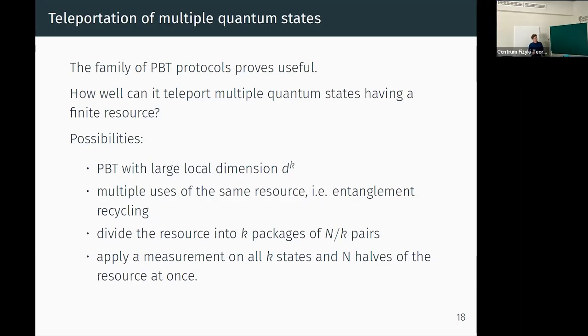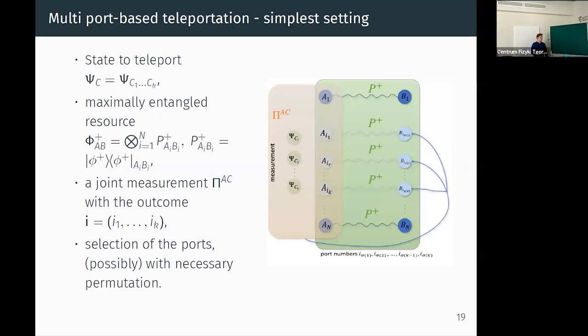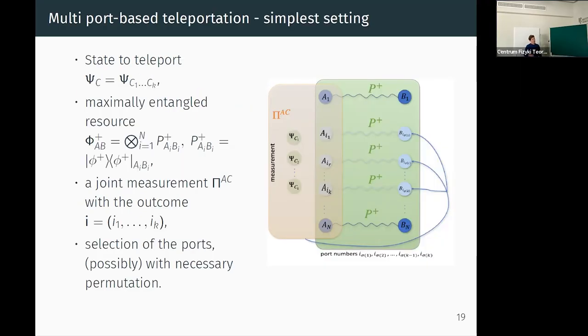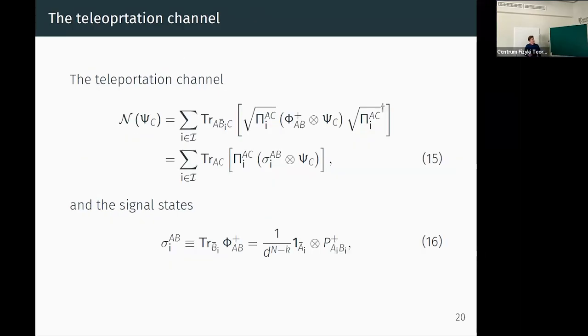I will now concentrate on this last possibility, and then I will compare it to the others and show why it's better. So now let's consider this scenario. Alice has k states to be teleported, and as previously, n pairs. Let's assume the simplest case with no optimization procedure. These are n maximally entangled pairs. So the teleportation channel acting on this psi C, where C corresponds to C1 to Ck, is given in that way.